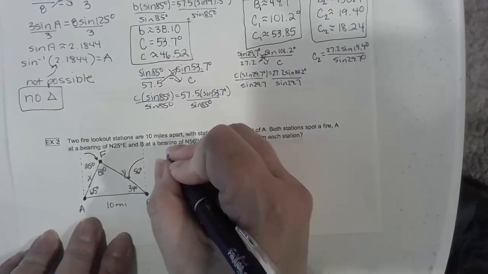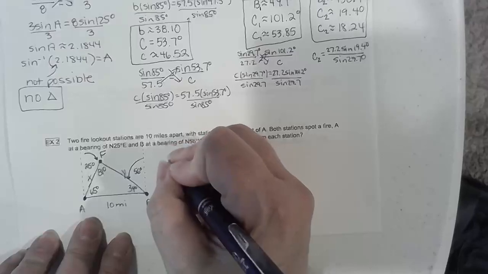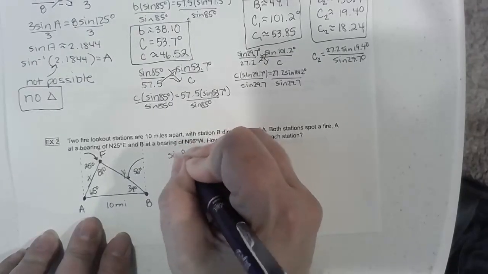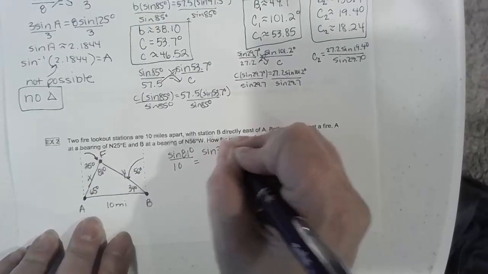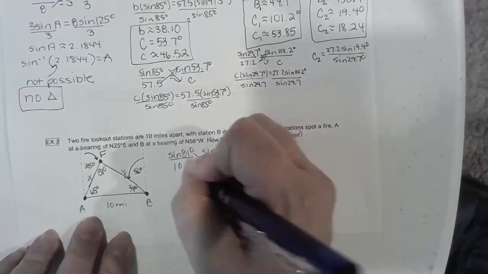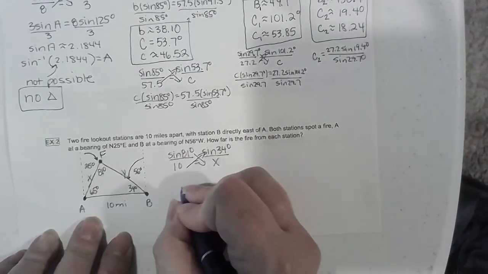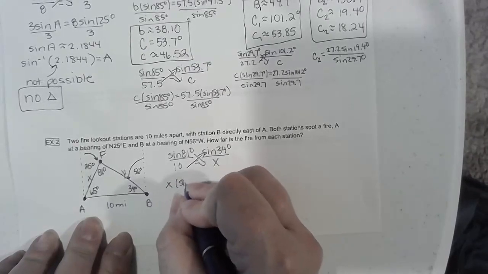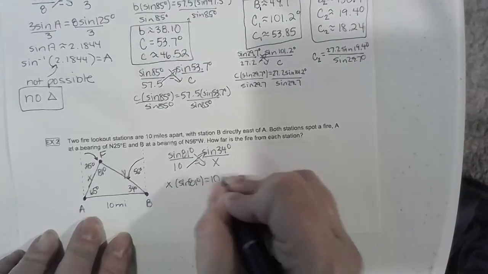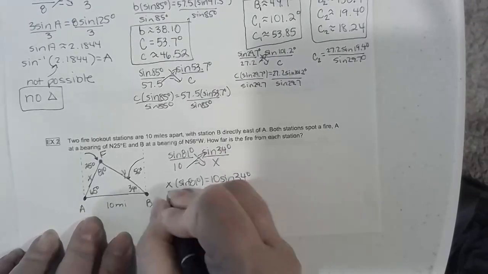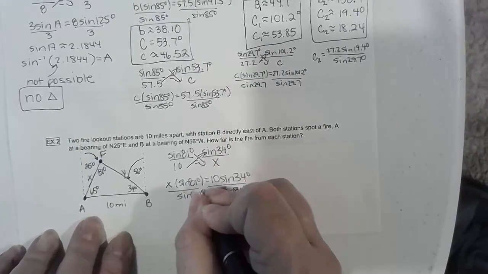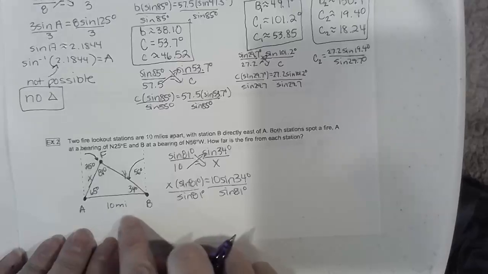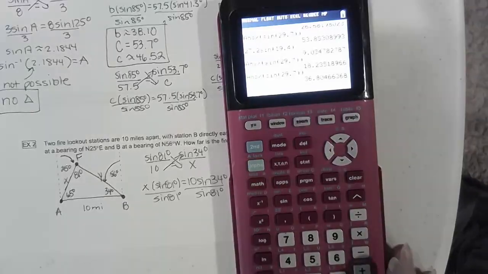So I can set up and solve however I want. So if I want to find X, I can do sine of 81 degrees over 10 equals sine of 34 degrees over X, and then do just like I did in all the other problems. So X times the sine of 81 equals 10 times the sine of 34. And then we will, of course, divide by the sine of 81. And X represents how far the fire is from station A. So that's the label I'll put on it once I actually solve.